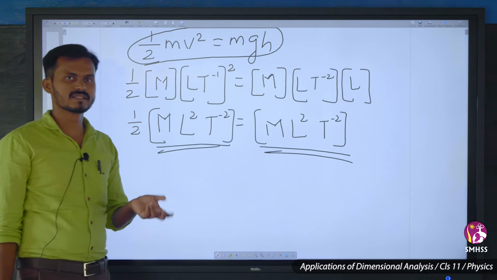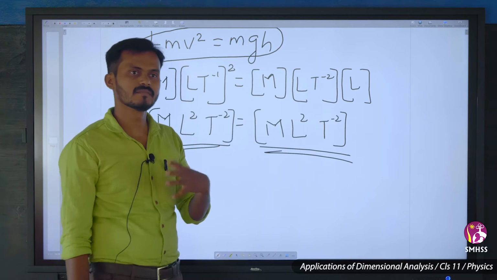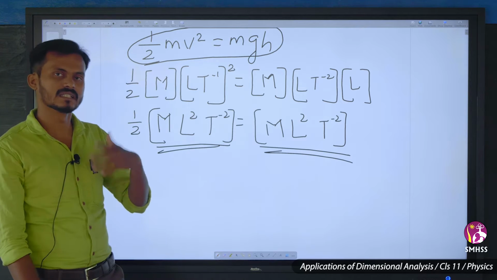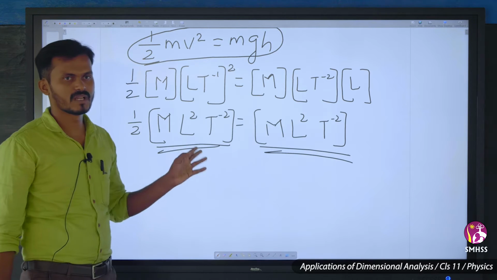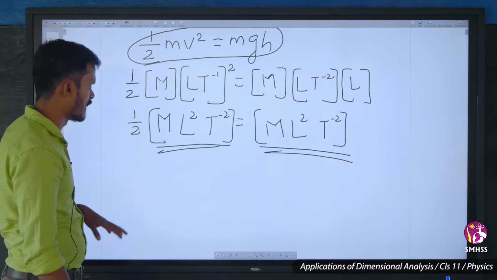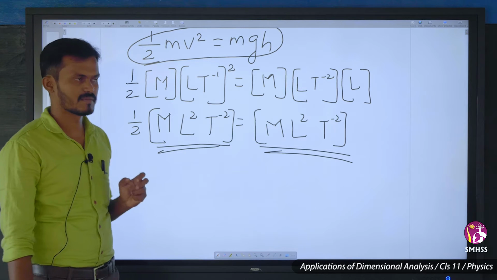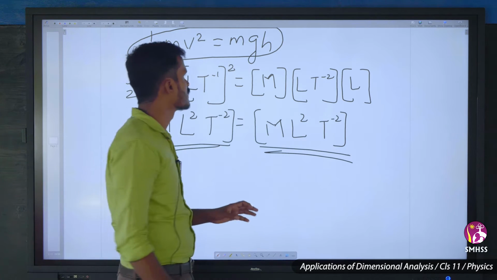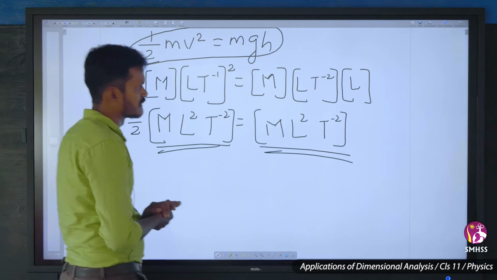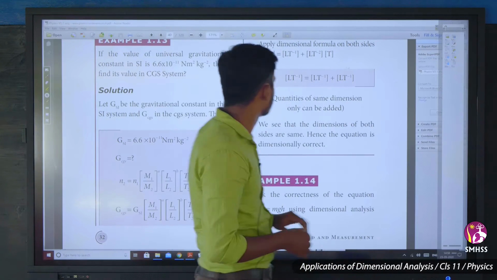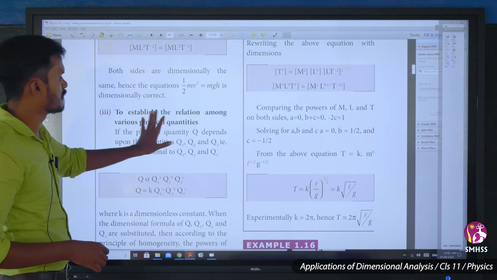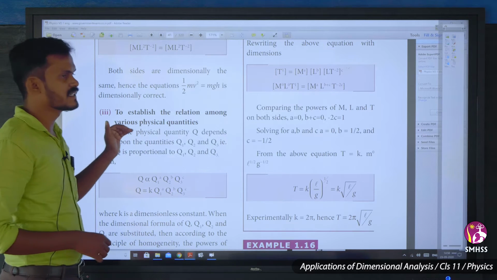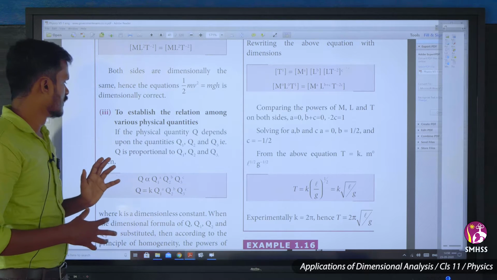So, we have seen two examples. You can apply this for other relations and check whether they are dimensionally correct. This is one of the applications of dimensional analysis. And the third application of dimensional analysis is to find the relationship between various physical quantities. The last one is to establish a relation among various physical quantities.